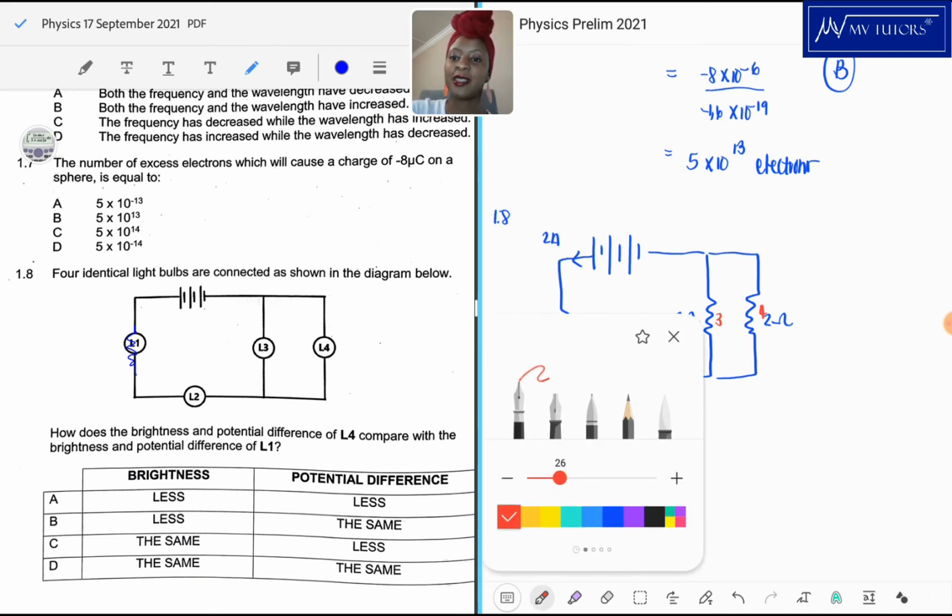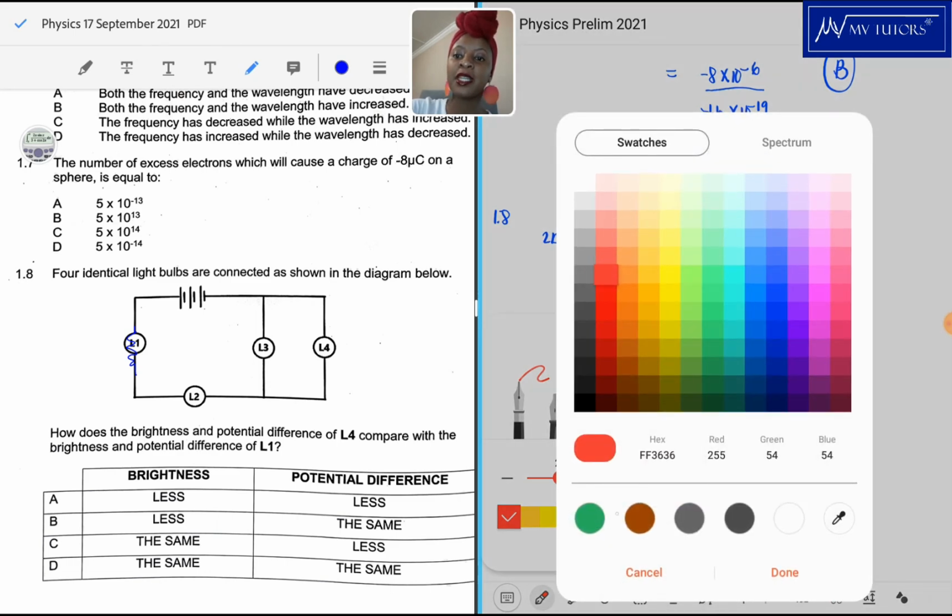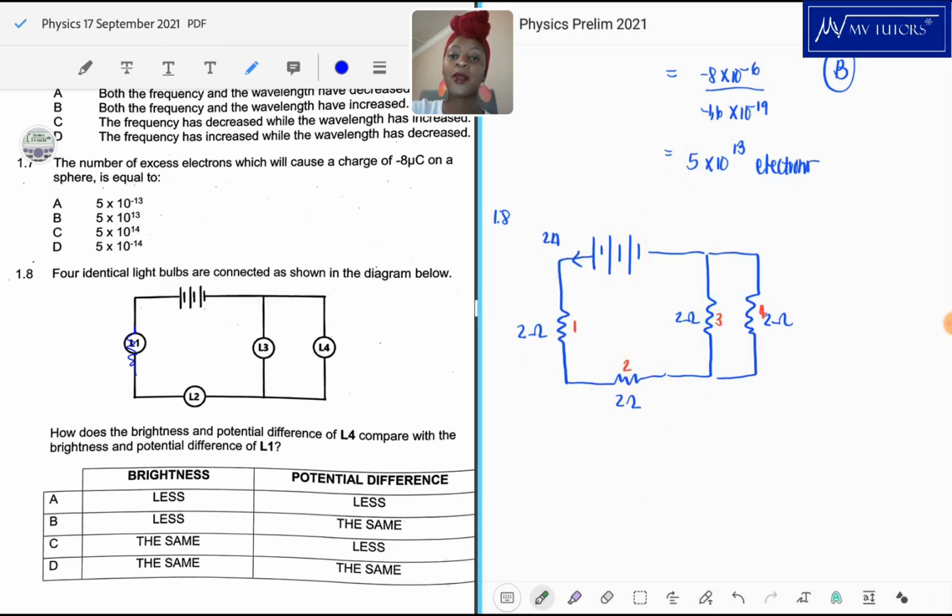Okay, now I need to use a different color. So if I were to look at the potential difference at 1, remember voltage is equal to current times resistance, V is equal to IR. So in this case, it will be 2 times 2, so it will be 4 volts. Again, here I'll have 4 volts.